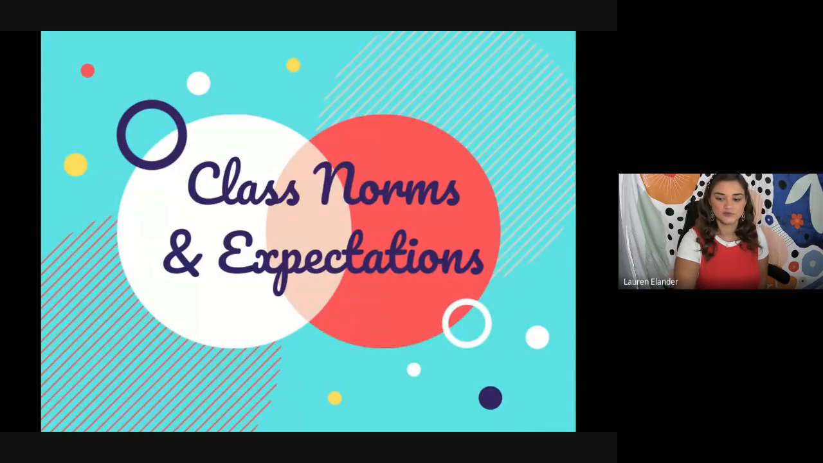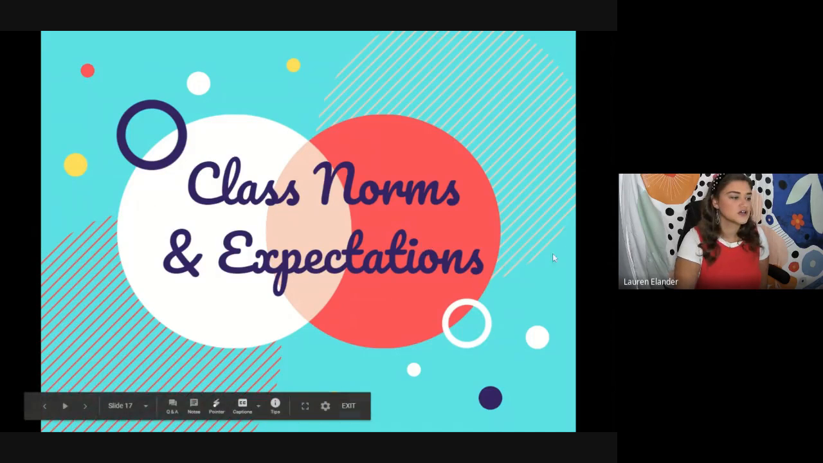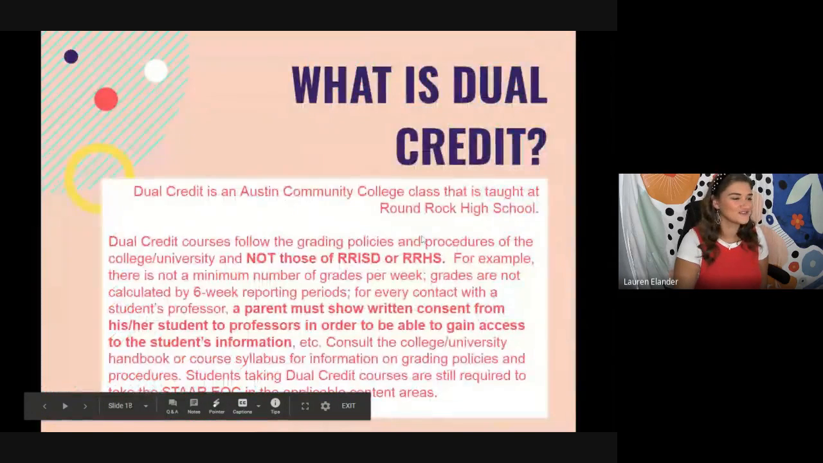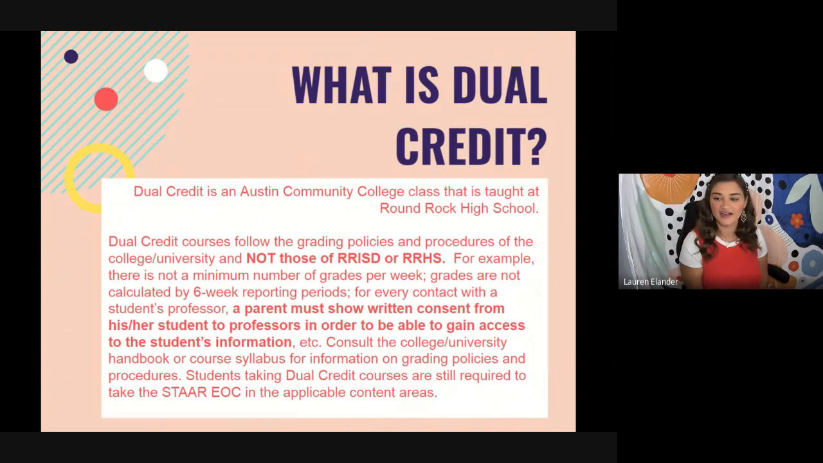All right, so we're going to talk about the class norms and expectations for a dual credit student. My presentation will be loading. As we get in here, what is dual credit? Basically, it is a Round Rock ISD classroom that has been given the privilege of having an ACC course in it. So this is an Austin Community College class. You are getting full credit as an Austin Community College student. I and the other teachers are Austin Community College professors.